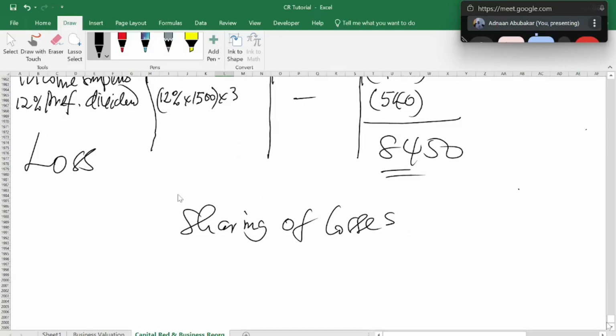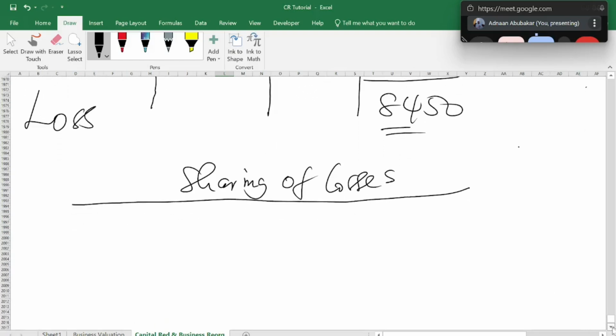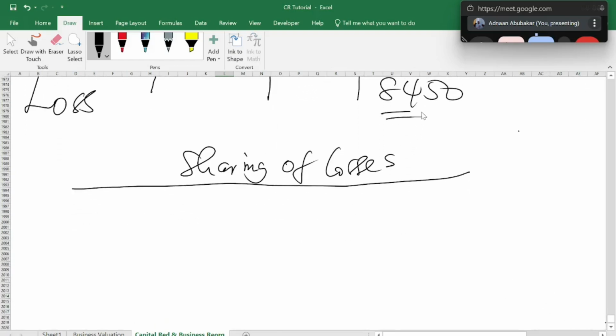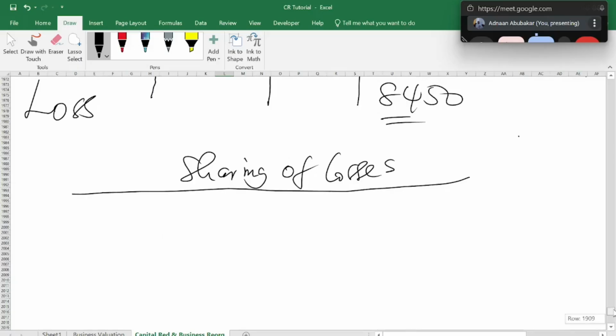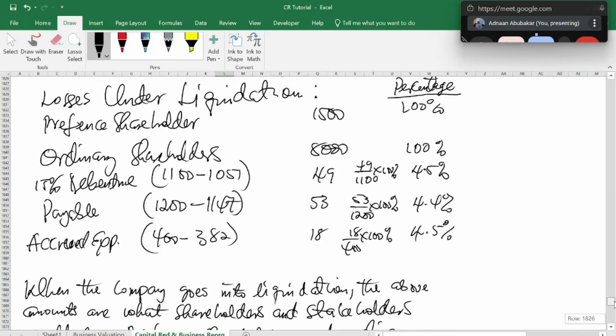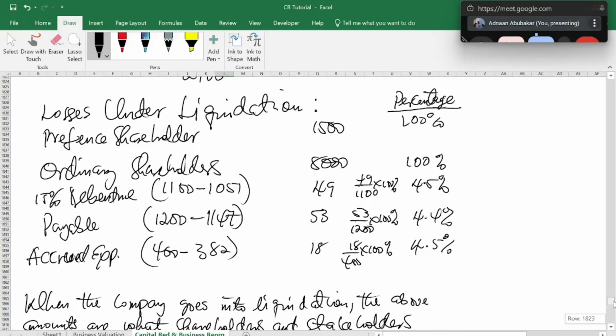So this 8,450 is what we call the maximum loss. This loss will be shared among the shareholders and stakeholders. So that's what we call sharing of losses. Then you underline the sharing of the losses. You understand? So yesterday, what did I say? I said that you can take these losses and give it to only one shareholder. But you have to be very mindful. Whilst you are doing that, you should compare the losses when you want to reorganize to liquidation. Look at the losses for the liquidation.